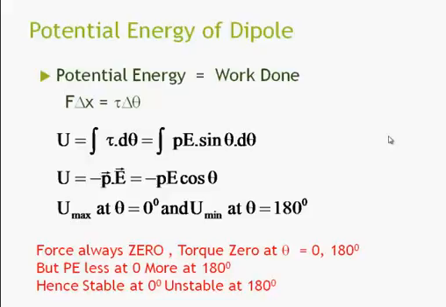Now the question is, which is the stable equilibrium? The definition is that when you have a lower energy it is stable, and when you have a higher energy it is unstable. We see the energy is less at 0 degrees, minus PE, and at 180 degrees it is plus PE, which is more. Hence, the stable equilibrium is at 0 degrees and the unstable equilibrium is at 180 degrees.